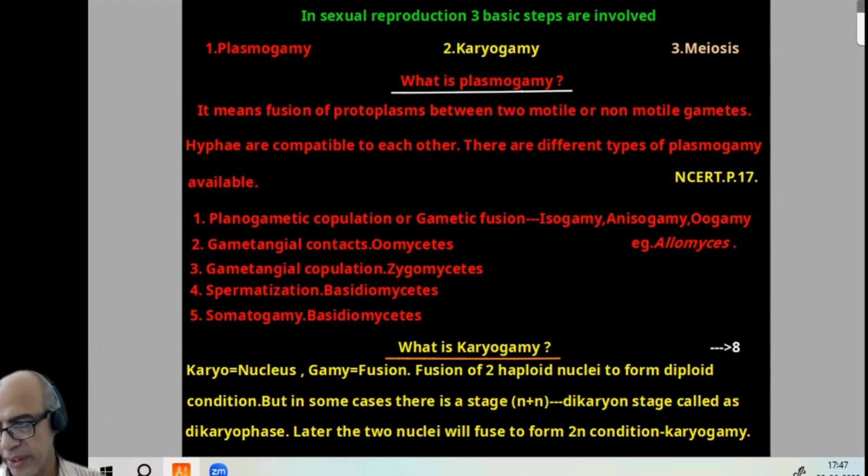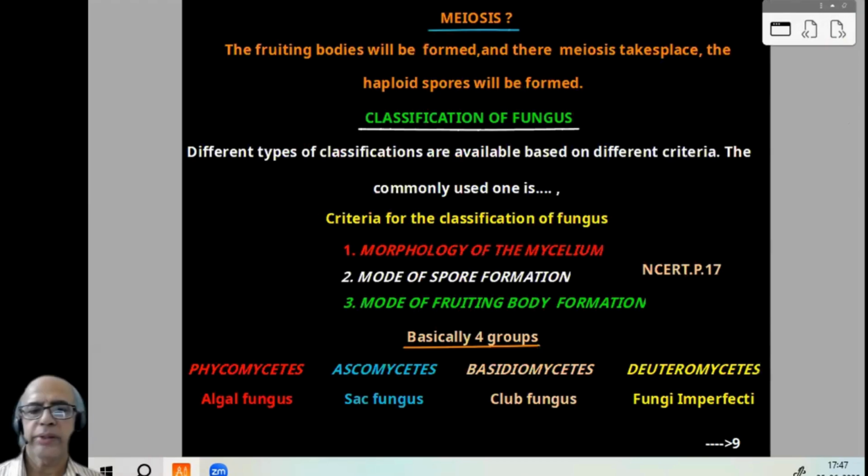I think up to that it is clear. Plasmogamy, karyogamy. Then next is meiosis. Now, the diploid structure forms. It is connected with the floating bodies, and there the meiosis takes place. The haploid spores will be formed.